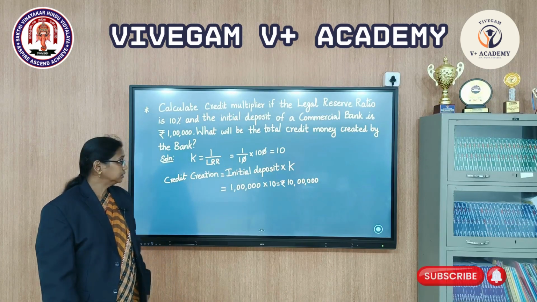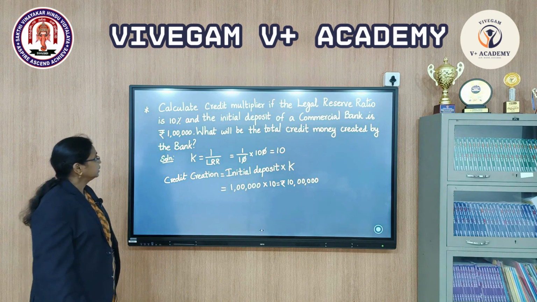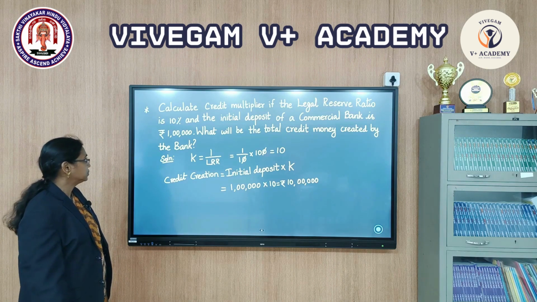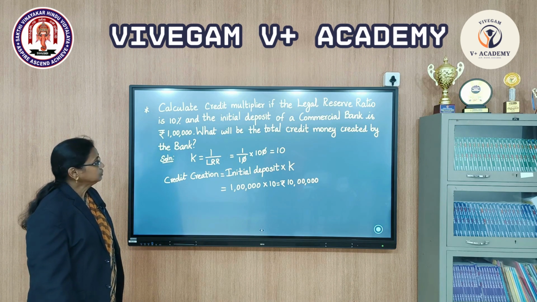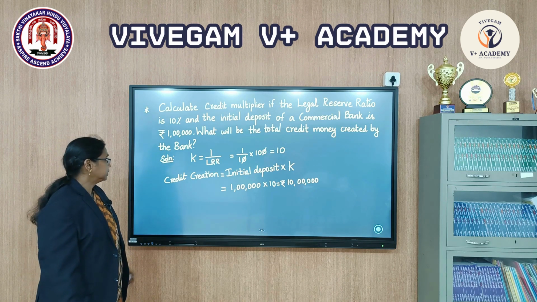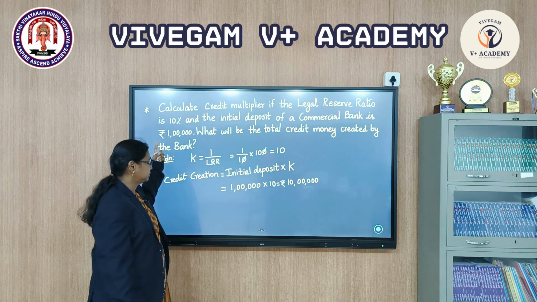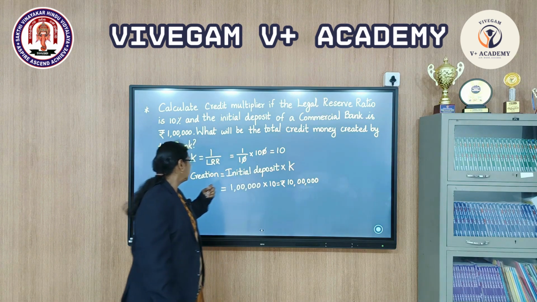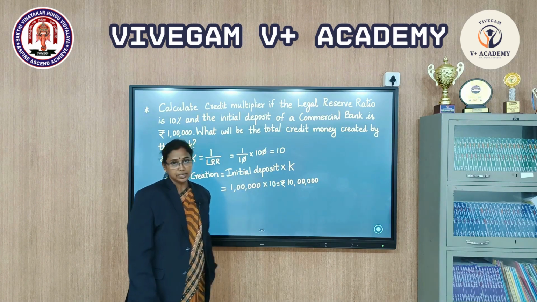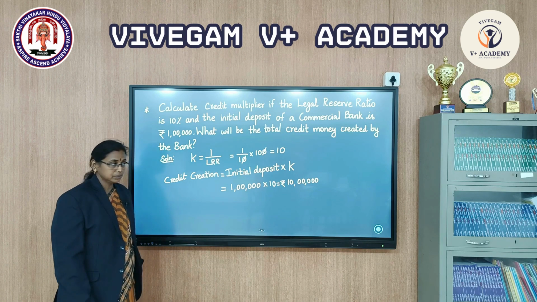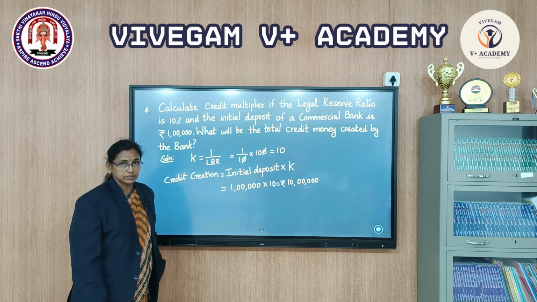Now we are going to calculate credit multiplier as well as credit creation by using an example. See the example. Calculate credit multiplier if the legal reserve ratio is 10% and the initial deposit of a commercial bank is rupees 1 lakh. What will be the total credit money created by the bank? Here the formula for K is 1 by LRR, and LRR value is 10%, so we will get the K value 10. And next we have to substitute in the formula initial deposit into K, we will get the value 10 lakhs. So total amount of credit created by the commercial bank is 10 lakh when the initial deposit is 1 lakh and the value of K is 10.